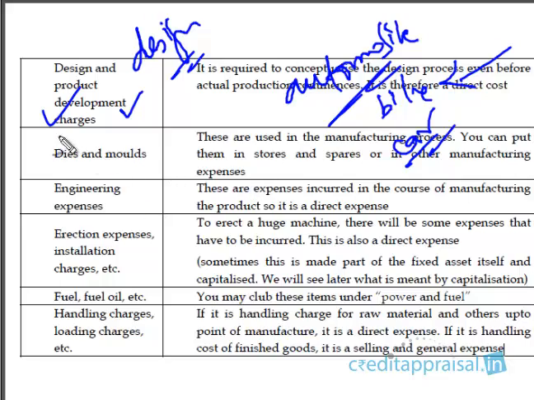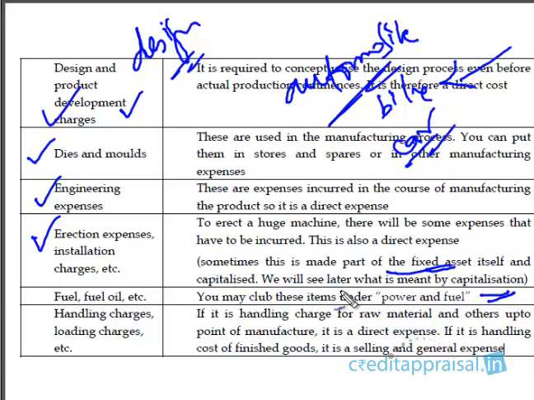Dies and molds used in the production process, so obviously it's a direct expense. Engineering expenses, again, is used in the course of manufacturing, so it is a direct expense. Erection charges, installation charges. Actually, sometimes this is made part of the fixed assets itself, right? What we call capitalization. We will see this when we actually come to that stage. We'll discuss the concept of capitalization later.